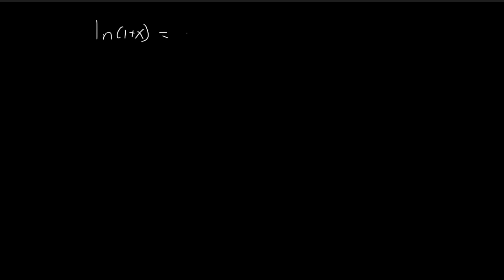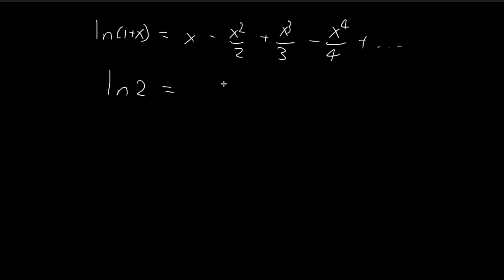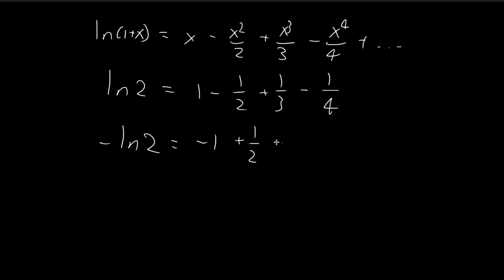So the Taylor series expansion of natural log 1 plus x is equal to x minus x squared over 2 plus x to the power 3 divided by 3 minus x to the power 4 divided by 4, and so on. So you can see if we substitute x equal to 1 into this expression, you get natural log 2 is equal to 1 minus 1/2 plus 1/3 minus 1/4. And so negative natural log 2 is equal to minus 1 plus 1/2 minus 1/3 plus 1/4, and all the way to infinity.